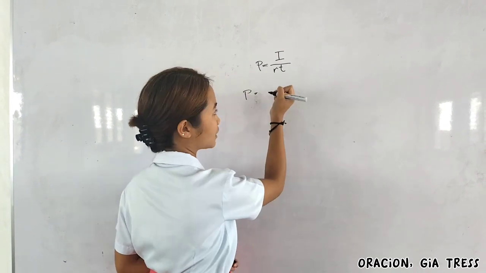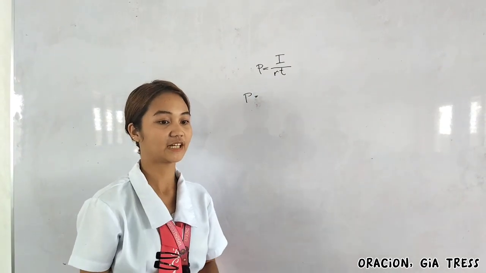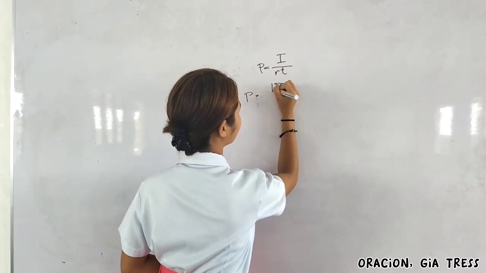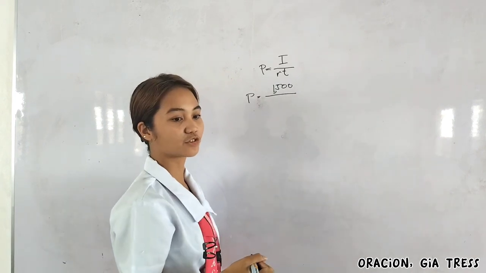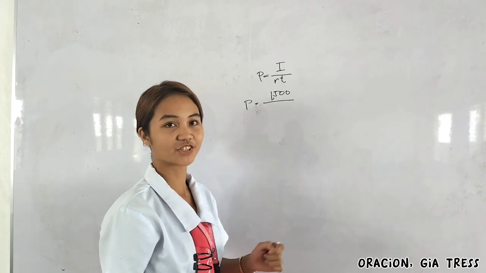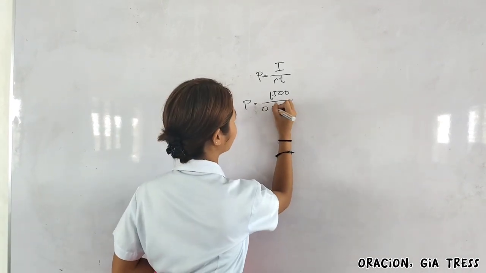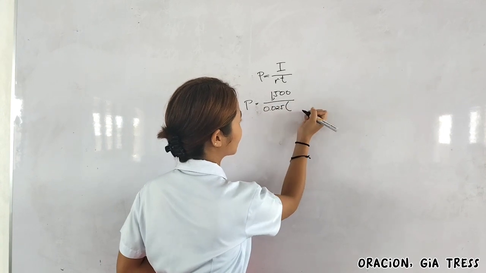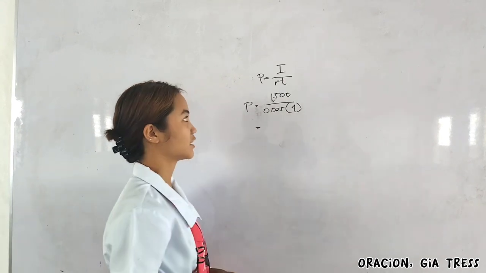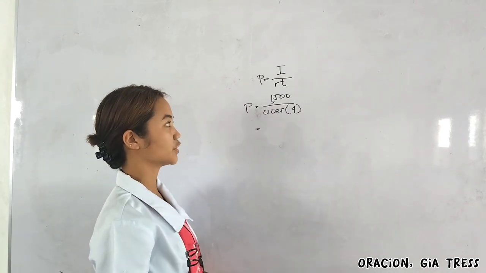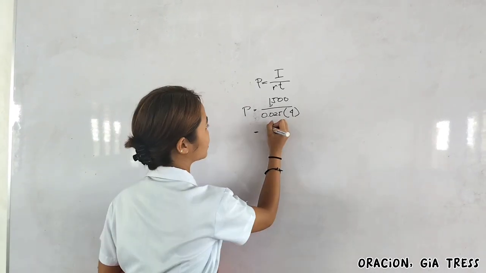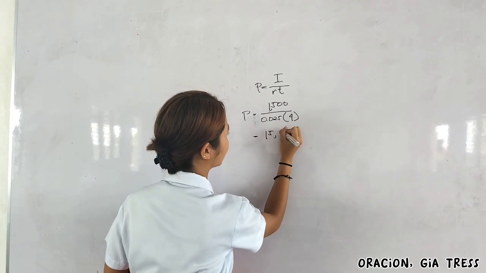We don't have the principal, so that is what we are looking for. Our interest is 1,500 over our rate of 2.5, which is equivalent to 0.025, times the time of 4 years. So, 1,500 divided by 0.025 times 4, our answer is 15,000. That is the principal we were looking for.